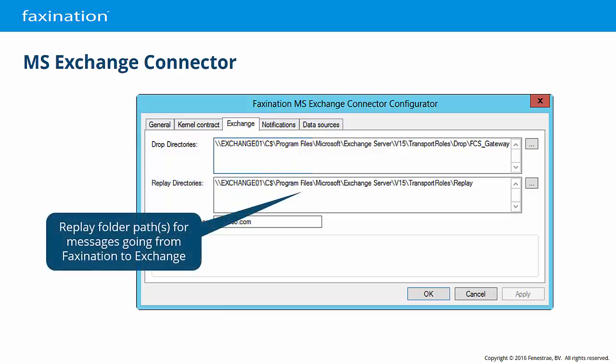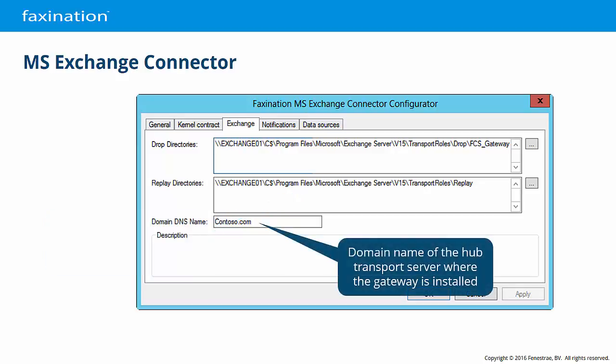The replay folder paths are for messages going from Faxination to Exchange. Multiple replay paths may also be configured for redundancy. You must also configure the domain name of the Exchange Hub Transport server where the gateway is installed. This value is used in the reply address of inbound messages.